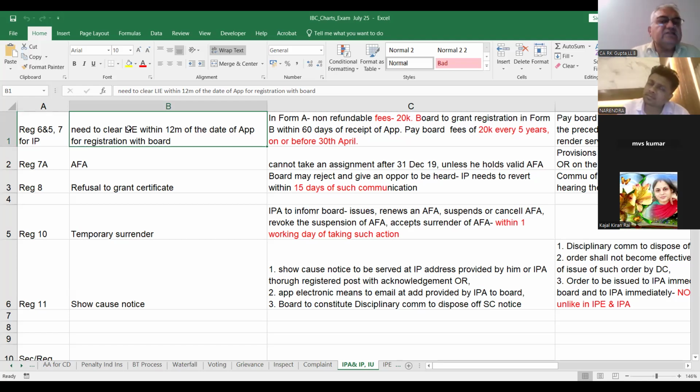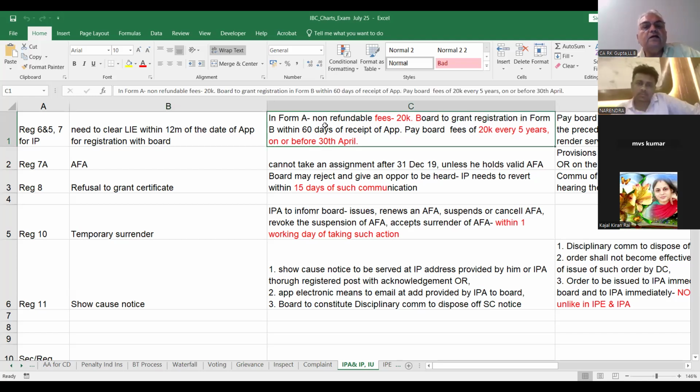But as per our syllabus, you have to apply within 12 months from the date of passing of this limited insolvency examination. And there is a consolidated form for application to the IPA and the board. In Form A, you have to apply with a non-refundable fee of 20,000. That is basically the registration fee, the processing fee, you can say. And the board shall grant the registration in Form B within 60 days of the receipt of the application.